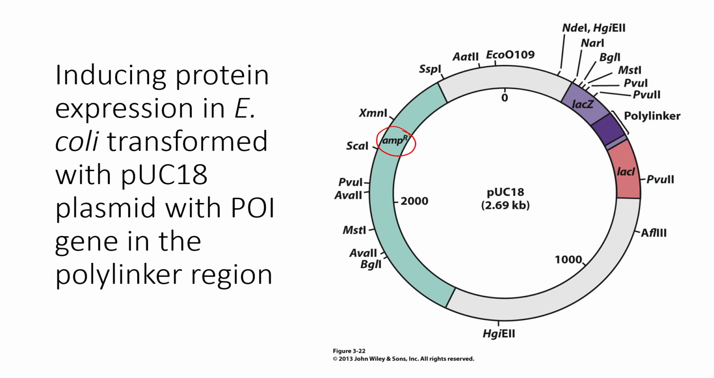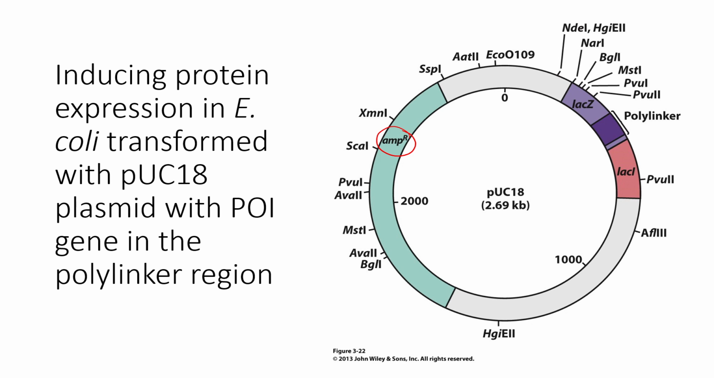This is our antibiotic resistance to ampicillin. And so if we are able to grow our E. coli in media that contains ampicillin antibiotic, only the E. coli that have this plasmid inserted will be able to survive and propagate. So that helps you select for only the cells that are going to help you make your protein.